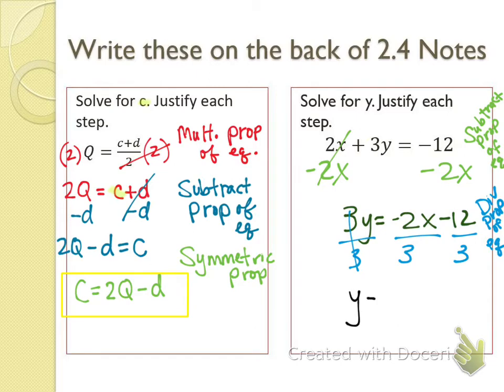So then we have y equals negative 2x over 3. And then what is negative 12 divided by 3? Negative 4. I can't combine anything else. I can't reduce anymore. This is just the answer. Questions on either of these? Okay. You can go to 2.6 notes.